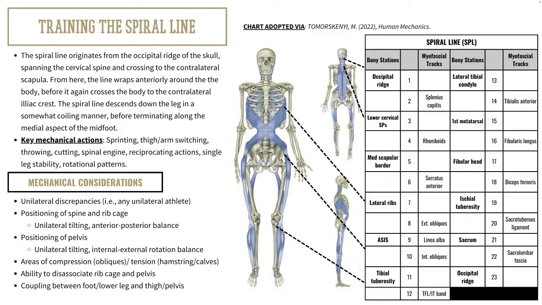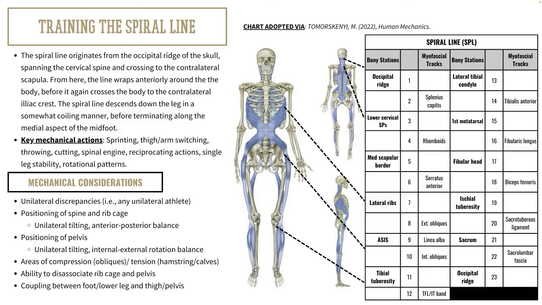I can't really even think of any actions or movements that aren't going to incorporate the spiral line in some capacity. So essentially anything that we're doing is going to involve the spiral line, although we'll cover some ways that we can selectively bias this myofascial line. Taking it from that broad point of view, what we want to do here is start with that very broad and general view of the relevant anatomy.